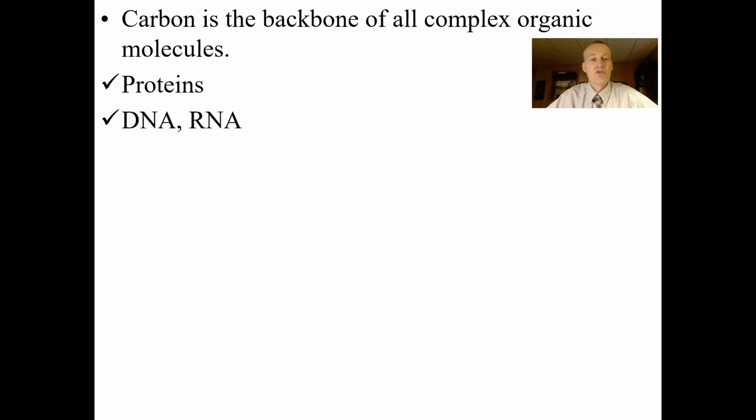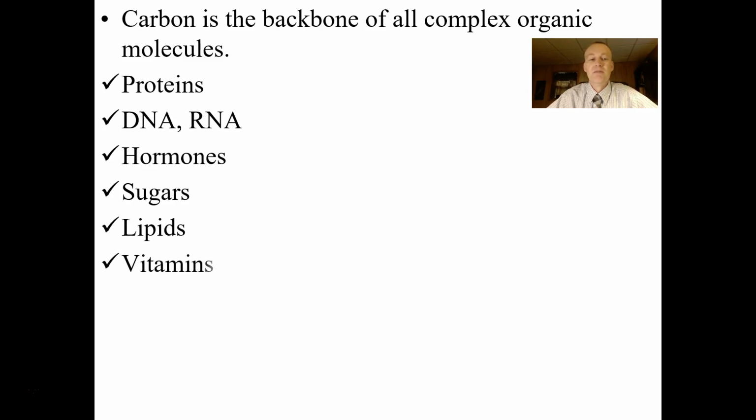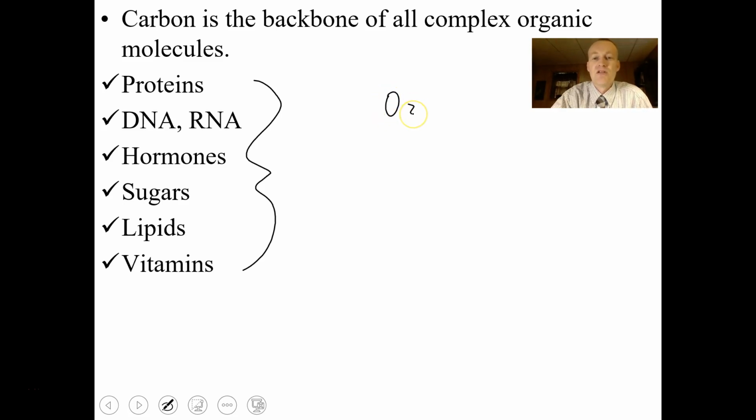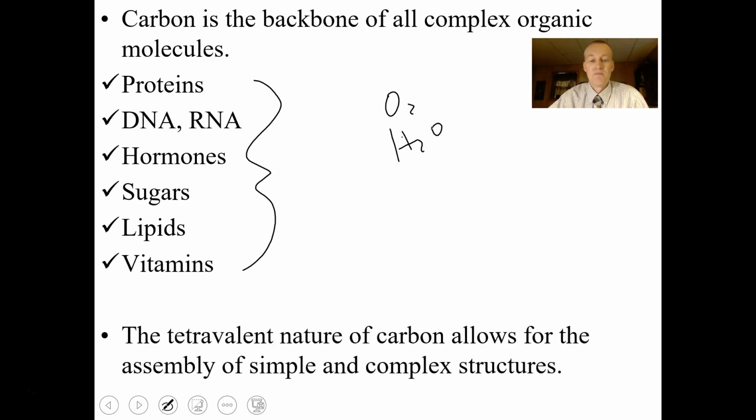So if you look at proteins, DNA, RNA, hormones, sugars, lipids, vitamins, generally speaking, anything the human body uses or builds is going to have a backbone of carbon. Now, of course, carbon's not the backbone of oxygen. I mean, there's a couple of things that it's not the backbone of. It's not the backbone of water, but it is the backbone of all the really complex things that the cell has the ability to build.